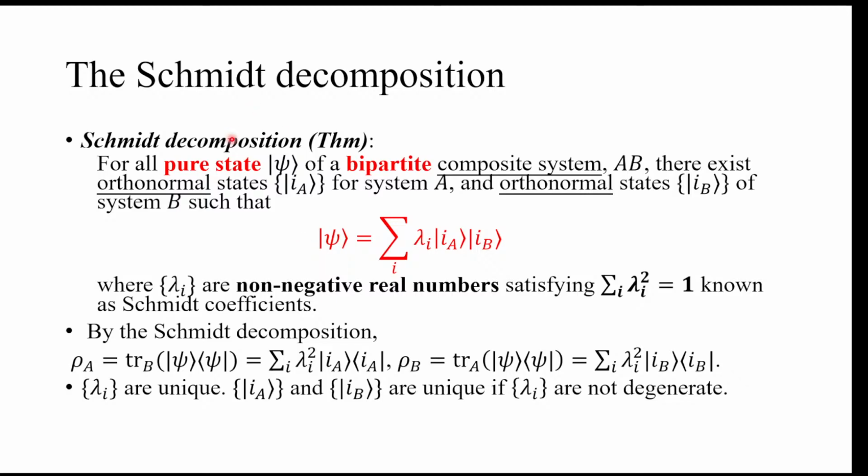We say we have a pure state on two systems. Then you can always write it in this Schmidt decomposition form: sum over i, lambda i, |i_A> |i_B>. The set of |i_A> is an orthonormal basis for A, and the set of |i_B> is another orthonormal basis for B. The important thing here is the summation index i is the same for all three things: lambda i, |i_A>, and |i_B>. And the lambda i are the Schmidt coefficients. They are non-negative real numbers. We have the sum of lambda i squared equal to 1.